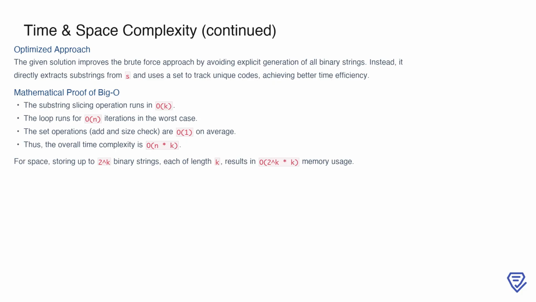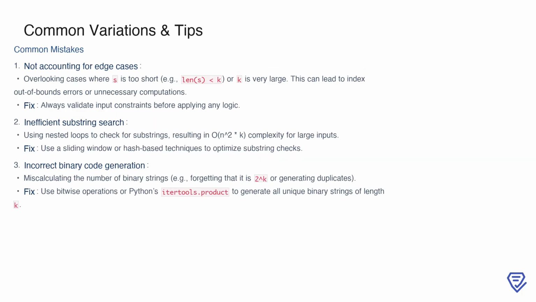This combination of time and space efficiency makes the optimized approach far more practical than the brute force alternative in handling large inputs. When working on this problem, there are a few common mistakes to watch out for. First, not accounting for edge cases can easily trip you up. For example, if the string s is shorter than k, or if k is excessively large, it could lead to index out-of-bounds errors or unnecessary computations. To avoid this, always validate your input constraints before diving into the logic.